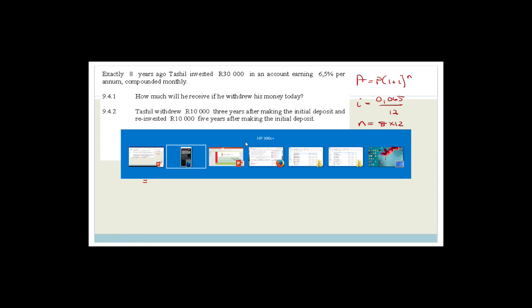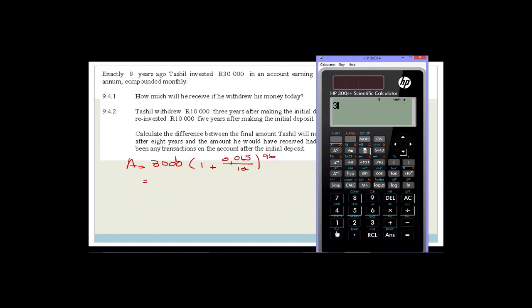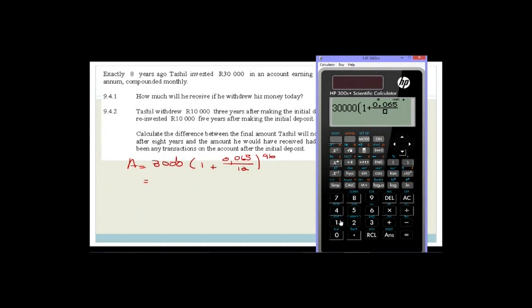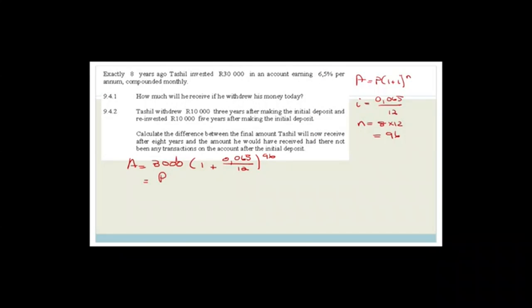Okay, so let's go. We can clear this, and we go 30,000 multiplied by 1 plus the fraction of 0.065 all divided by 12, to the power of 96, equals, and that comes to 50,390.07. I'm just going to write it up here as well.